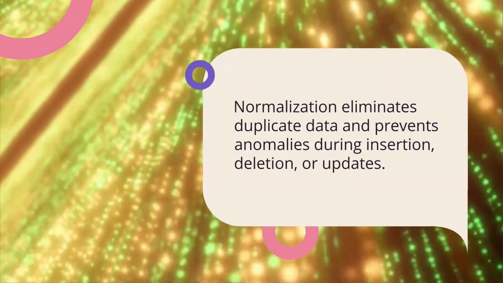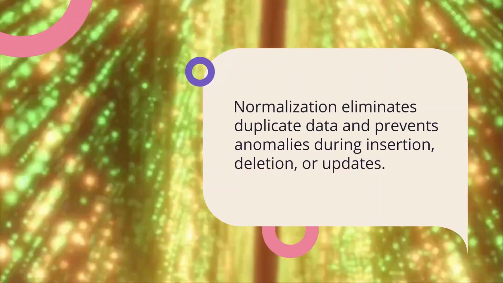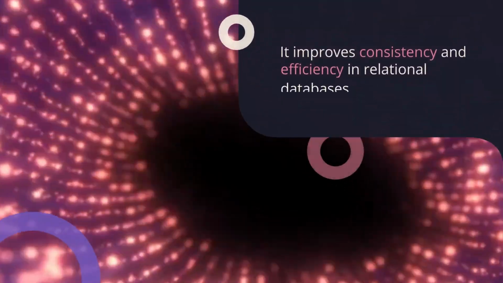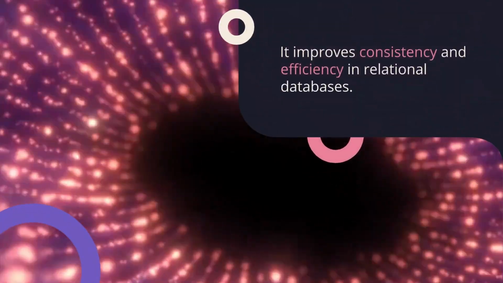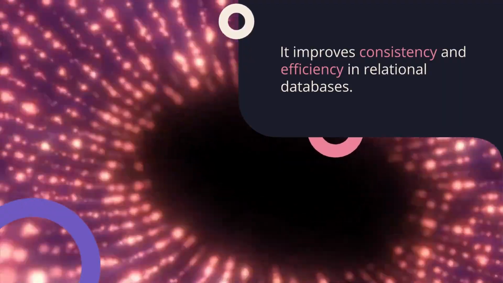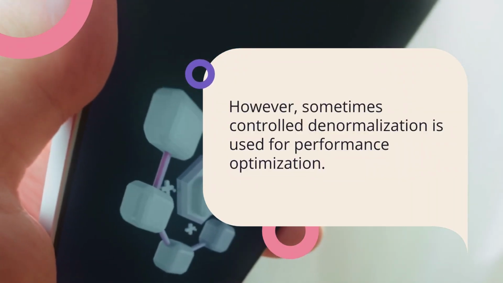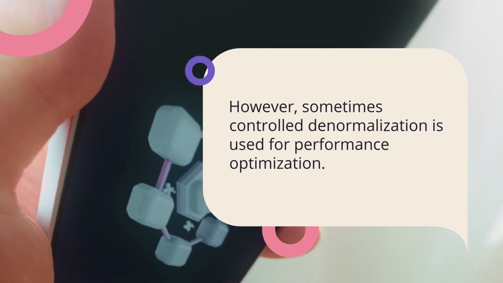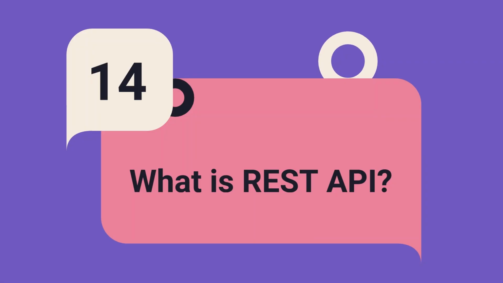Normalization eliminates duplicate data and prevents anomalies during insertion, deletion, or updates. It improves consistency and efficiency in relational databases. However, sometimes controlled denormalization is used for performance optimization. 14. What is REST API?